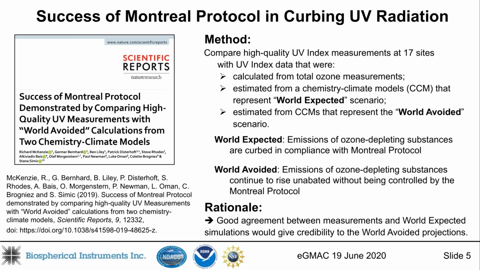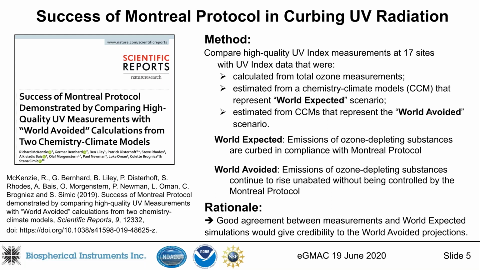So now fast forward to last year, 2019, when Richard McKenzie, myself, and several others published a paper showing the success of the Montreal Protocol in curbing increases in UV radiation. The method that we used in this paper was pretty simple. We compared high-quality UV index measurements at 17 sites distributed around the planet with UV index data that were calculated from total ozone measurements or estimated from climate chemistry models that either represent the world expected or the world avoided scenario. So what does it mean?